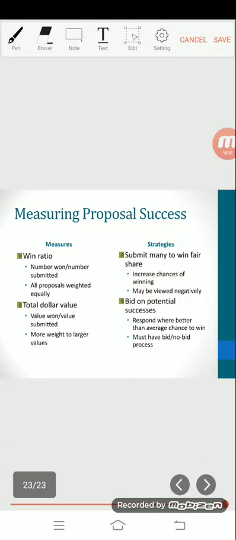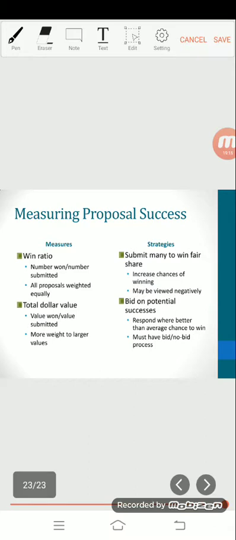Measuring proposal success. Contractors measure the success of their proposal effort by the number of times their proposals are selected by customers or by the dollar value of their proposals that are selected. The measures are win ratio and total dollar value.